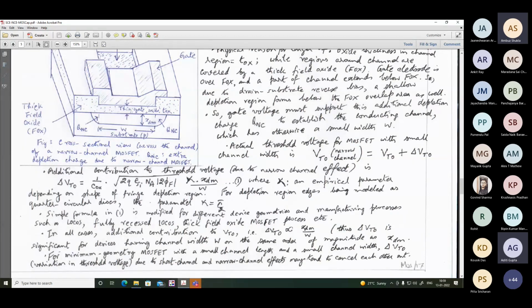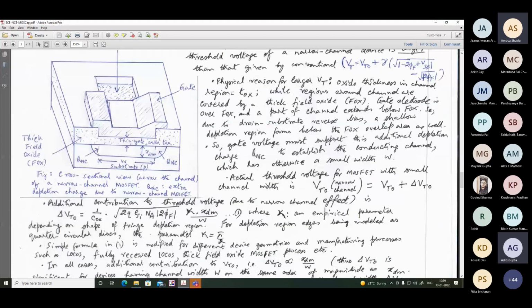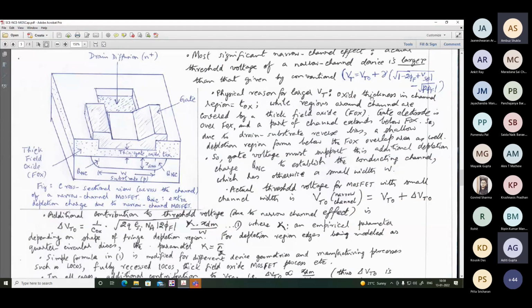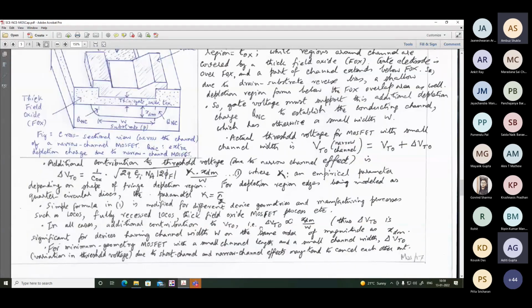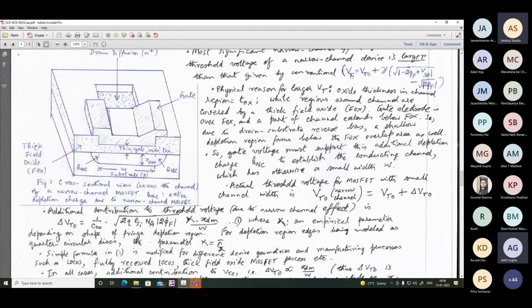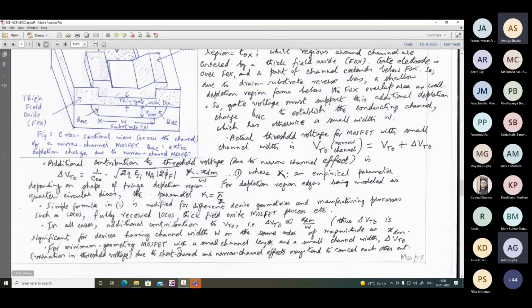The simple formula is modified by adding something. Due to short channel, this needs to be decreased, and due to narrow channel, this needs to be increased. So there can be some opposing effect. For a minimum geometry MOSFET with a small channel length and a small channel width, delta VT0 due to short channel and narrow channel may tend to cancel out. But at some point, we'll give more prominence to the short channel effect.